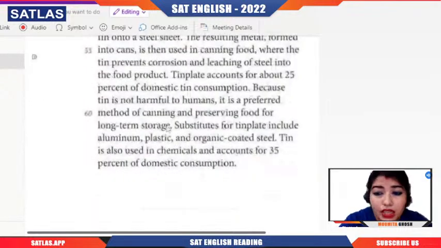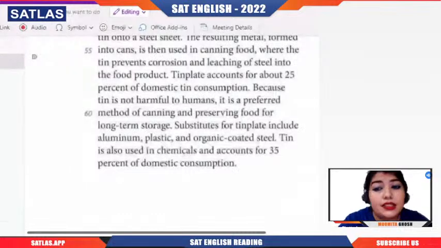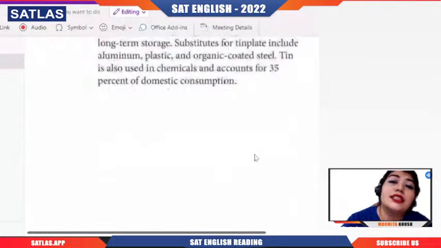It is a preferred method of canning and preserving food for long term storage. Substitutes of tin plate include aluminum, steel, or glass. The first and the last are completely okay. The one in between is not okay. It is not only harmful for that, it is plastic. Substitutes for tin plate include aluminium, plastic, and organic coated steel. Tin is also used in chemicals and accounts for 35% of domestic consumption.